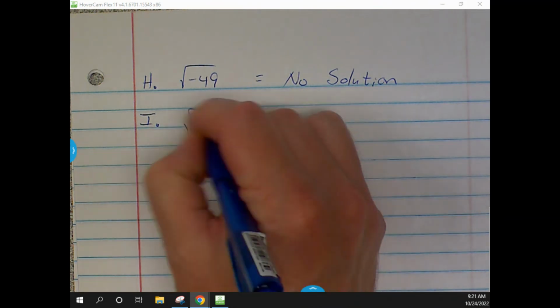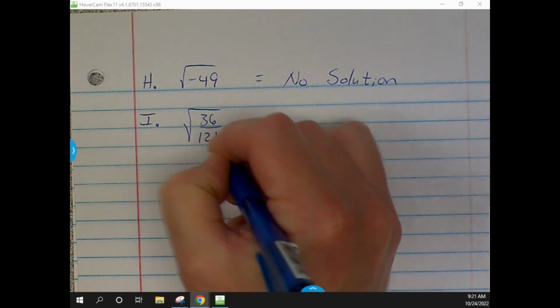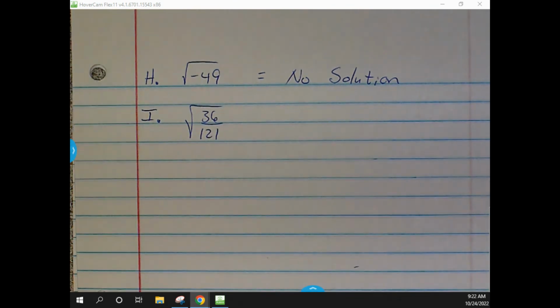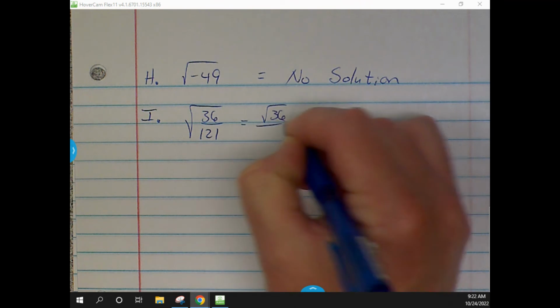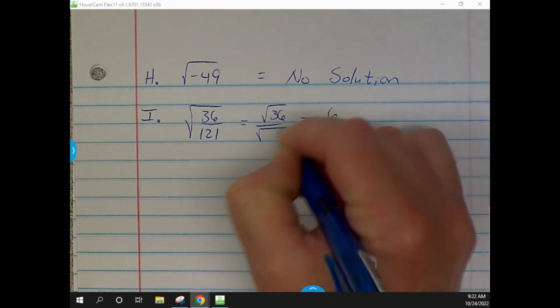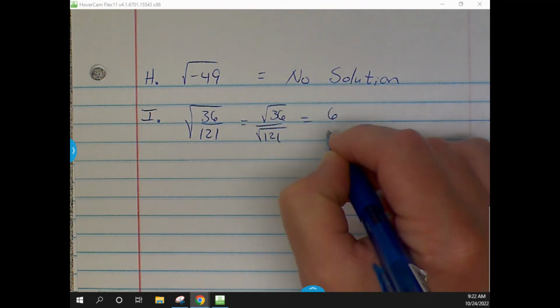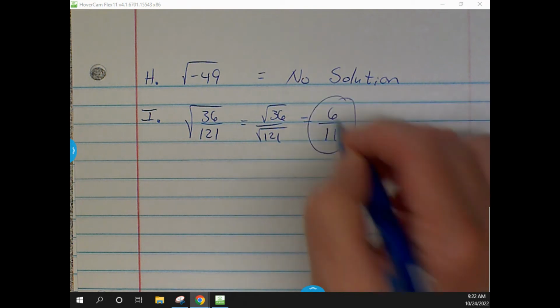All right, if you happen to have a fraction, square root of 36 over square root of 121, you can think about that as 2 separate numbers. It's like square root of 36, which would be 6, square root of 121, which would be 11. So you can think about that as being just 6 over 11.